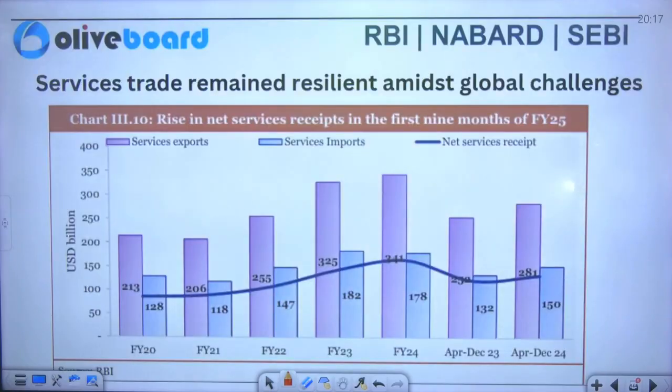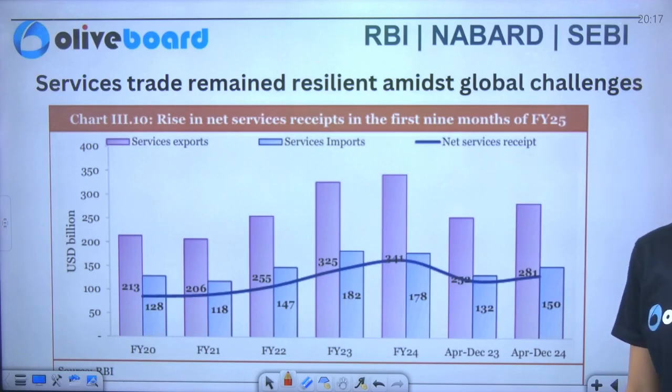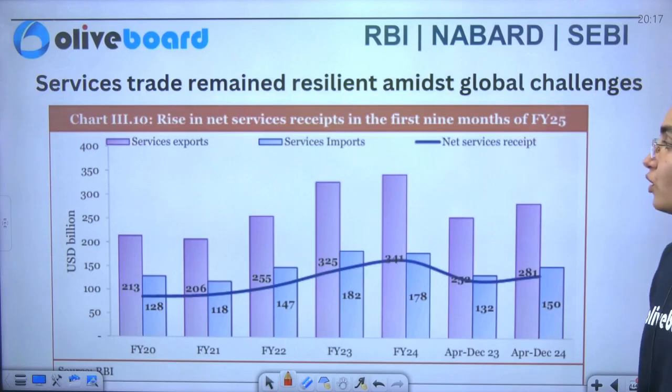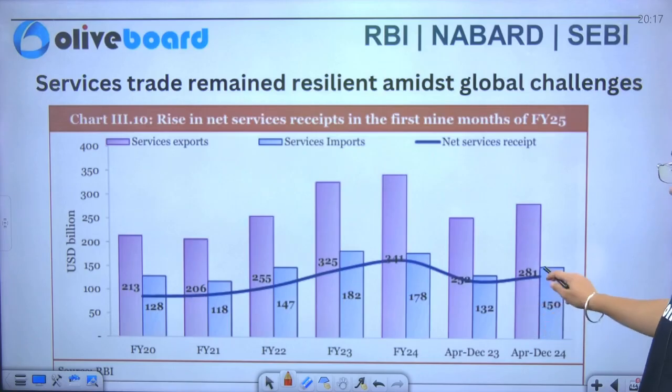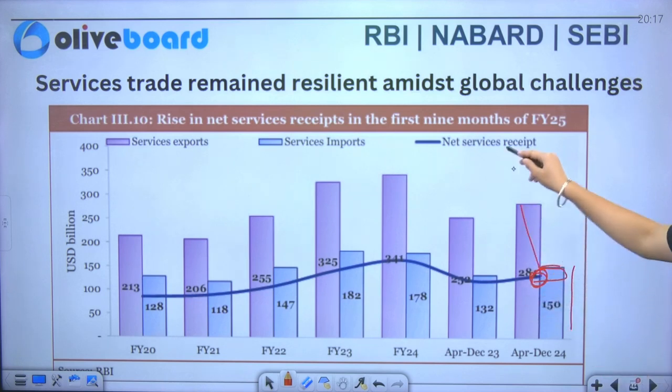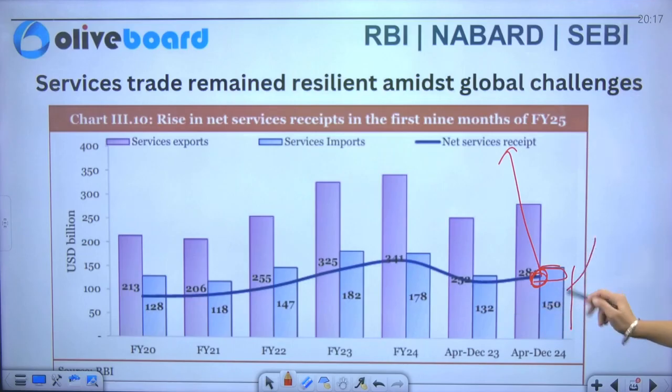Now you can see the services trade remained resilient amid global challenges. So we saw that there was an increase in our merchandise exports, but specifically if you talk about services, that also remained resilient, even though there were a lot of global challenges going on. So if I talk about the numbers, you can see it is somewhere above 100, but just below 150. Okay. Now the one in purple is services exports, and the one in blue is your services imports. Similarly, the blue line shows your net service receipts. Now your services imports are 150, your services exports are 280 here.